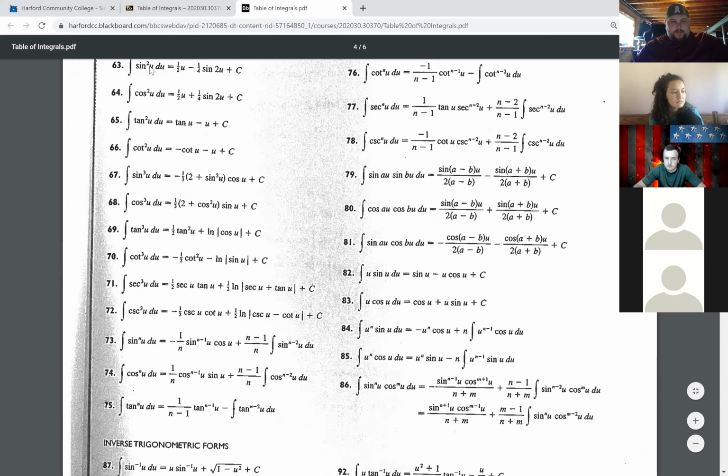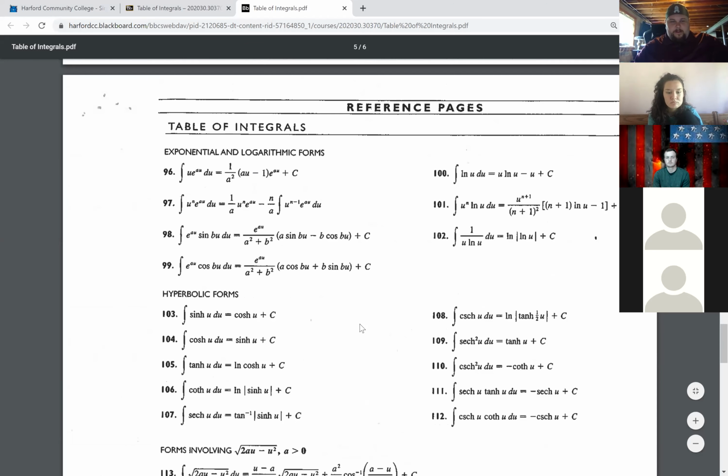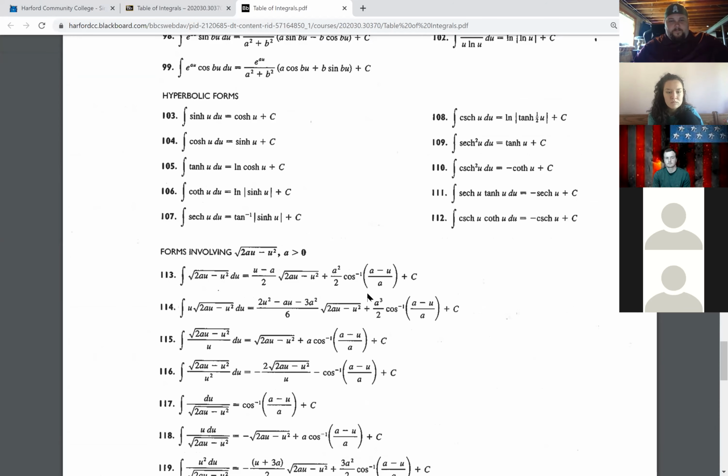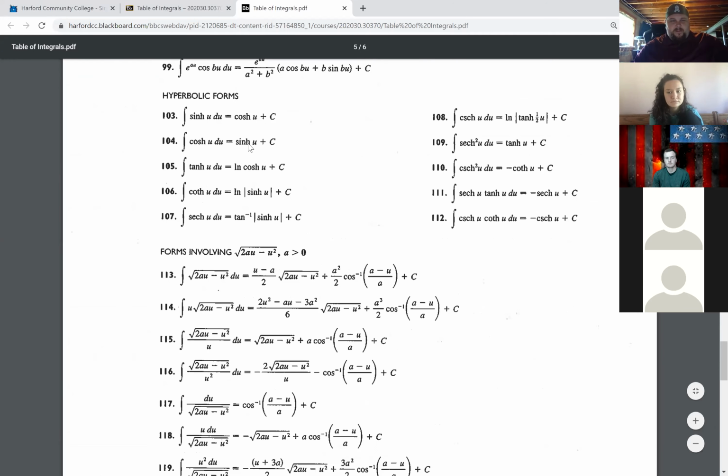So notice it goes through all of the squares, all of the cubes. And then once we get past cubes, we have to start using n. So the nth power of sine and cosine and so forth. There are our formulas for the mixed arguments, right? Sine of au times sine of bu. All right, so there's a nice thing for that. So there's a lot of great integrals back here. These are ones we don't see as much, but we're going to deal with them a little bit. Hyperbolic functions. So tons of integrals back here.